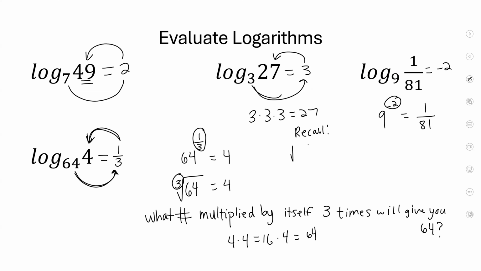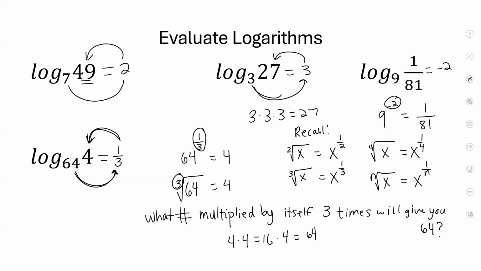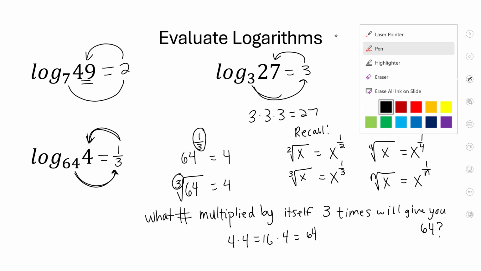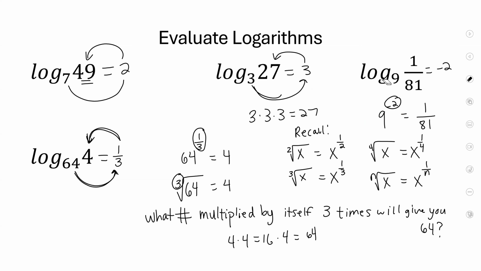Recall that the square root of x is the same thing as x to the 1/2. The cube root of x is the same thing as x to the 1/3. The fourth root of x is the same thing as x to the 1/4, and so on. So basically the rule is this: if there's an n right there, you can write it as 1/n. Here, it's known that it's a 2, so you don't have to write the 2. You will probably never see people writing a 2 right there. It's imaginary.